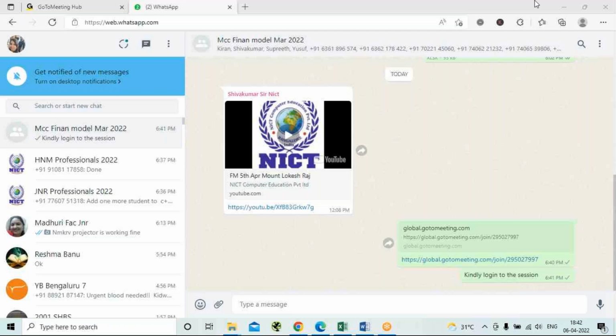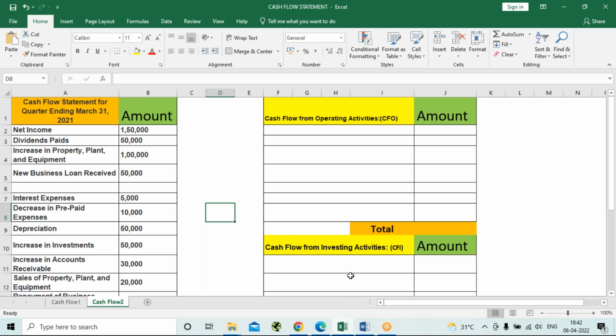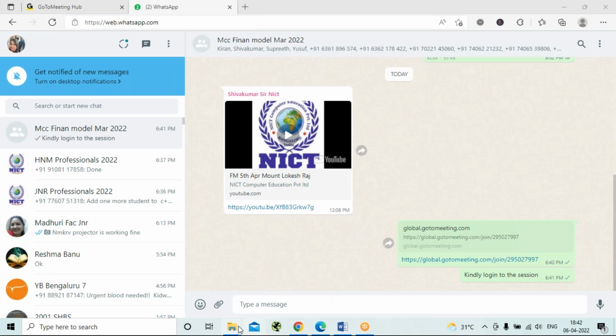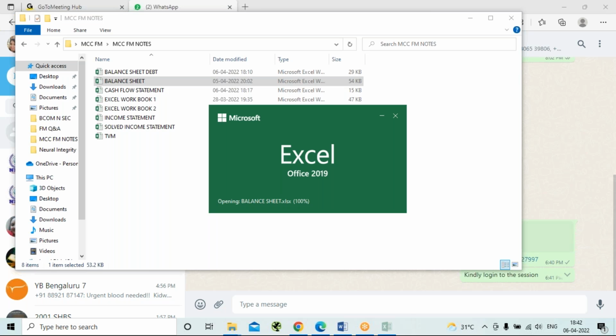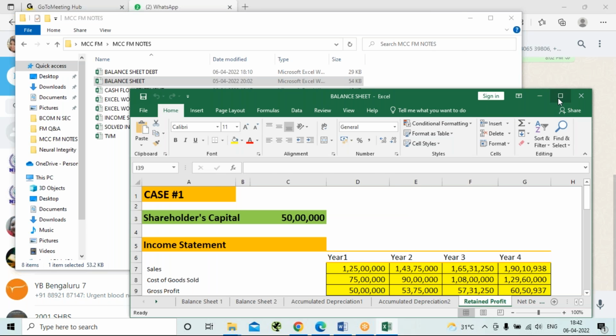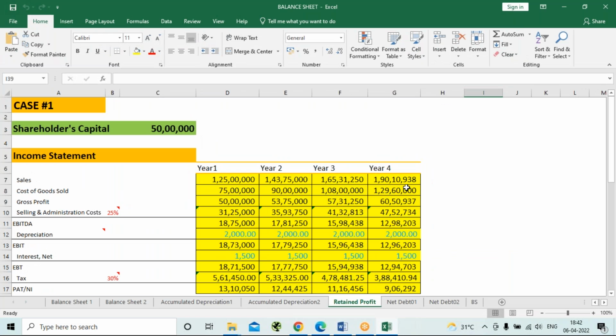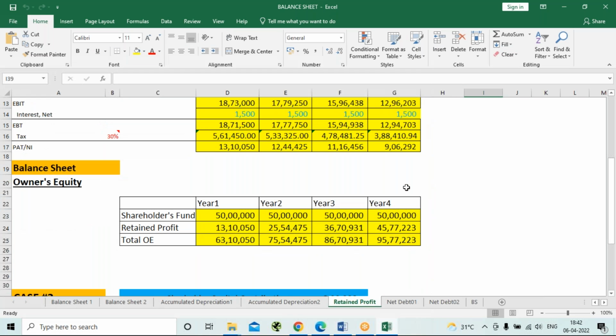Yeah, thank you. So in the last class, we saw how we can do the balance sheet calculation by using Excel. So let me go with that. Hope you have understood this calculation, how we have done it. So we have done till the balance sheet.